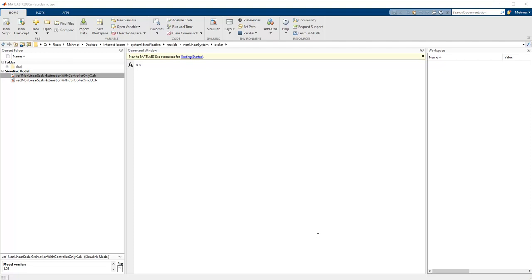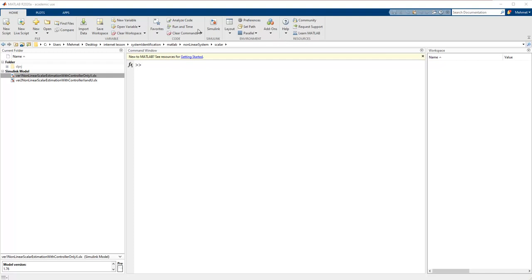Hello guys, in the previous lesson we obtained the estimation rule as well as the controller design rule based on the Lyapunov stability theorem. In this lesson we will create the Simulink model, which includes two controllers and the estimation model of the real system.